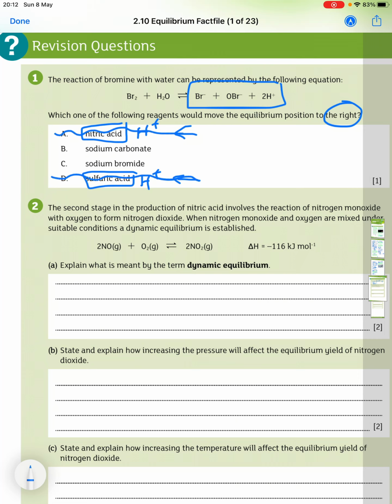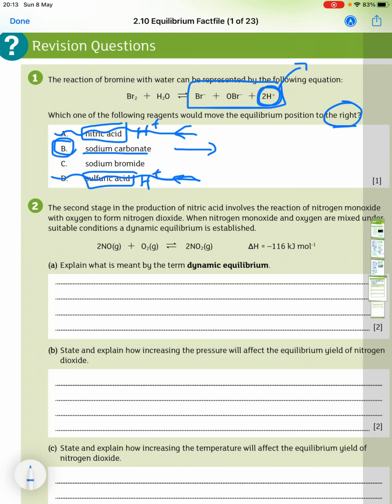Sodium carbonate, as you know, will react with acid in neutralization. So it's actually going to react with the H pluses to remove them. And what that means then is it's going to drive equilibrium to the right. So sodium carbonate would in fact have the desired effect.